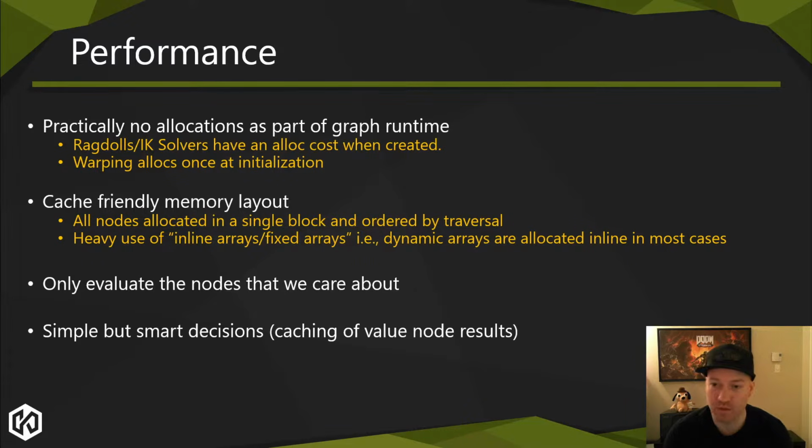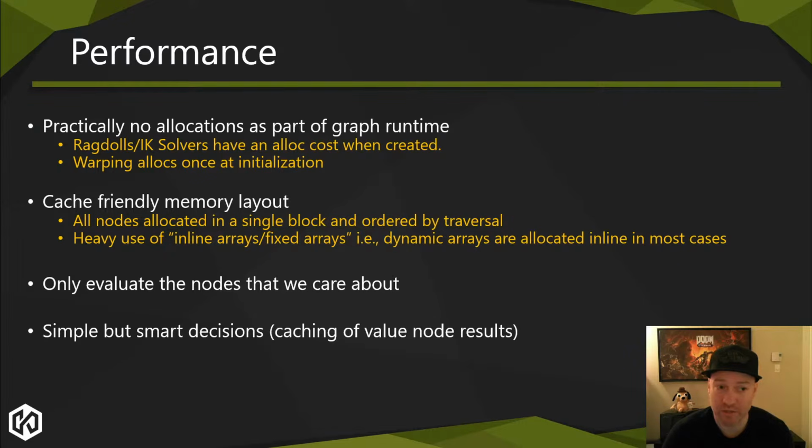So how do we get that performance? Well, one, there's no allocations. When the graph is instantiated, we do not allocate any memory at runtime. If we have any dynamic arrays, those are usually inline, so we pay a little bit extra memory, but we don't use dynamic arrays fundamentally, so we're not jumping out of memory every time we hit an array. Warping does alloc. If we need to do a warp, we have to allocate memory for the root motion track and so on. Ragdolls, obviously, when we instantiate them, that does alloc. So those are the only 2 areas where we really allocate during runtime, and that's very limited.